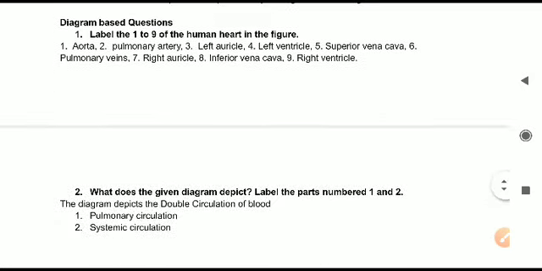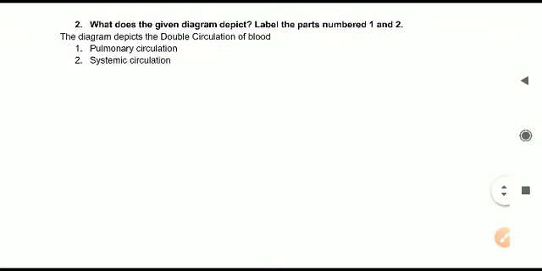Diagram based questions for your reference have been given here. In case you need, you can note these. So that is all for these answers. We have done this revision of this exercise part.